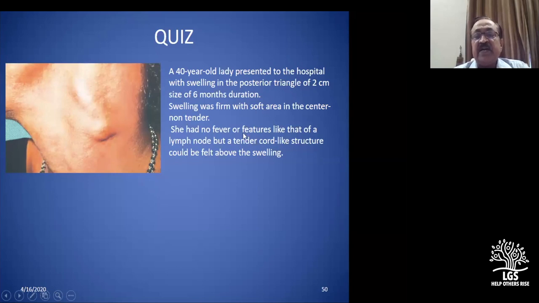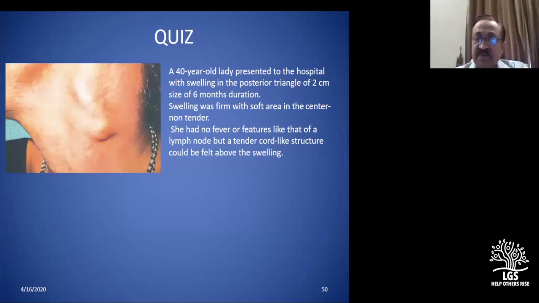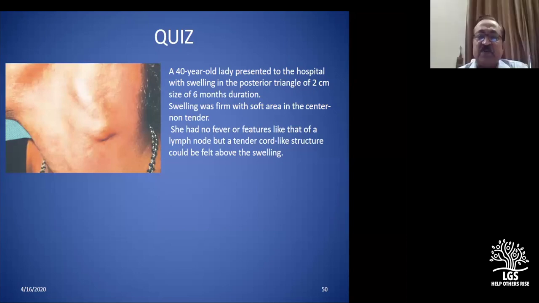She had no fever. Tuberculosis, papillary carcinoma thyroid, cystic secondary, nothing was there. So any guess for this case? Anyone? Was it a vascular malformation? Was it pulsatile? No localized temperature, no tenderness. It was absolutely no pain at all.